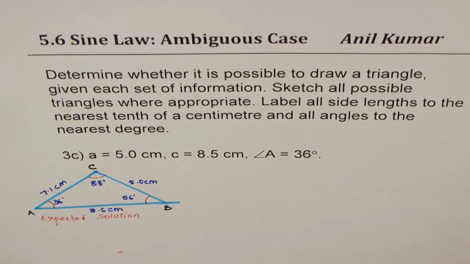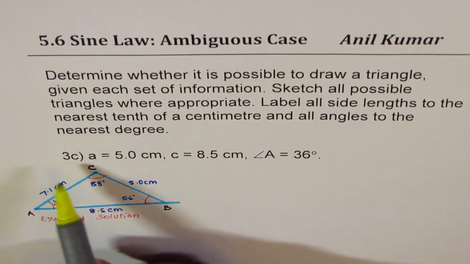Okay, so we are talking about 5.6 sine law ambiguous case. The question has been sent along with the solution by the student, and she wants to understand how to justify this solution. The question here is, determine whether it is possible to draw a triangle given each set of information, sketch all possible triangles where appropriate, label all side lengths to the nearest tenth of a centimeter, and all angles to the nearest degree. Question number 3C.